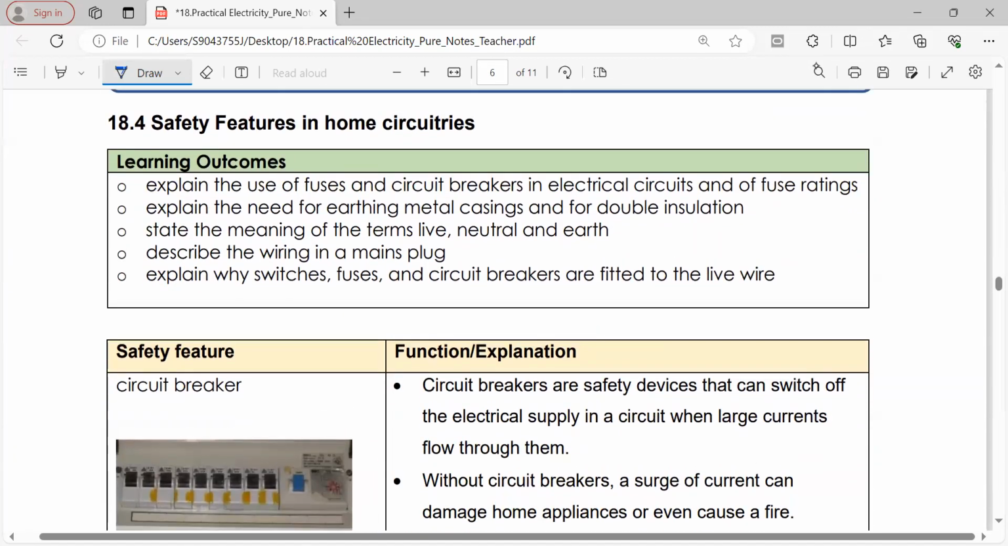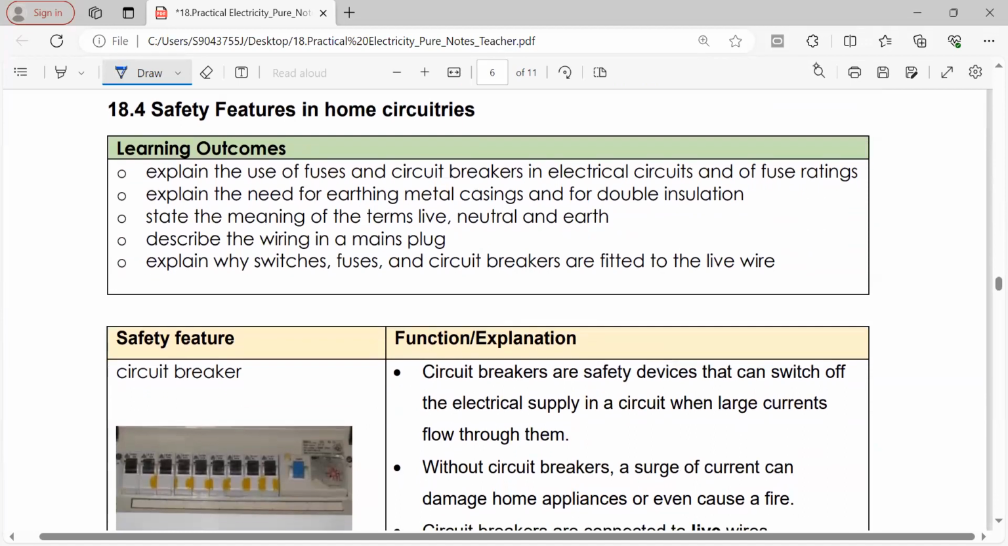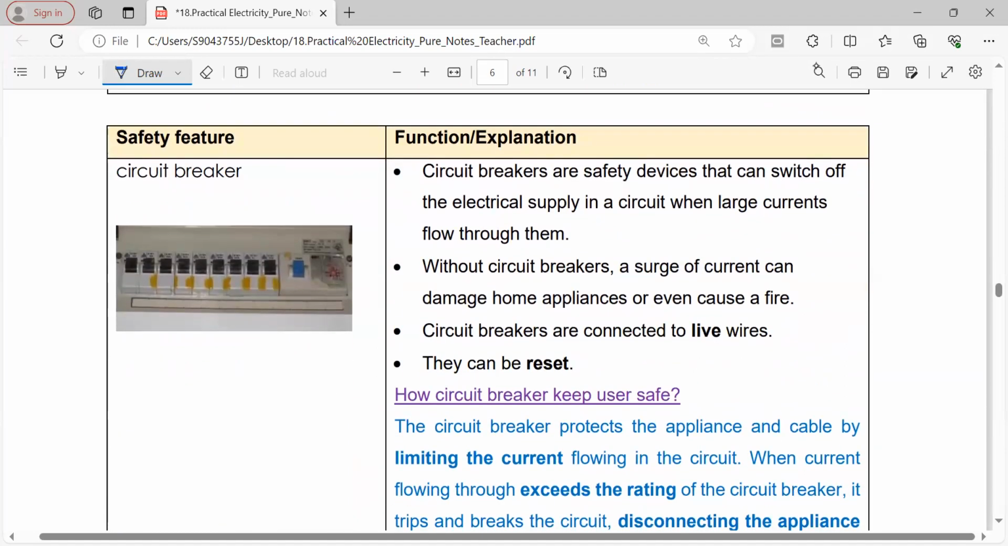Next, some safety features in the home. First, there is a circuit breaker. Circuit breakers are always connected to the live wire. If there is a high current, they cut off, and they can be easily flipped and reset.